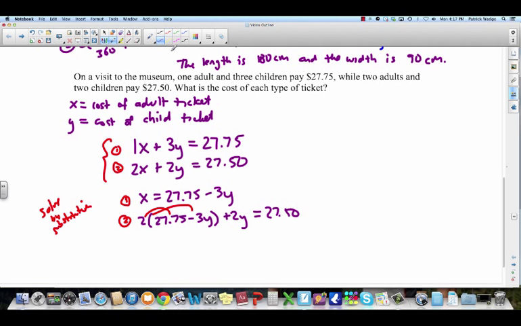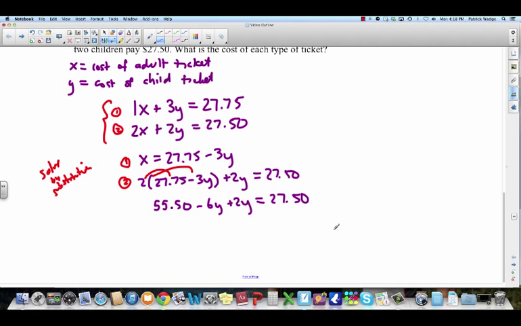You'll see it becomes very similar, doesn't it? 2 times 27.75, you might need to get a calculator out for that. It equals 55.50. Take away 2 times 3y, which is 6y, plus 2y equals 27.50. Okay, next step, we can do two steps at once again, I think. Let's combine this. Negative 6y plus 2y is negative 4y. And at the same time, let's subtract 55.50 from both sides.